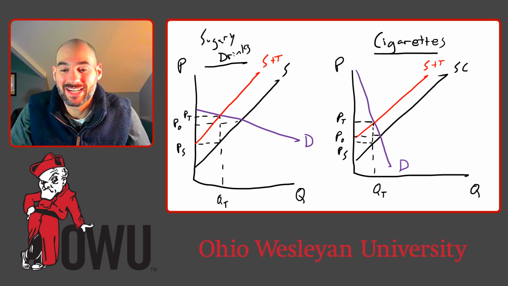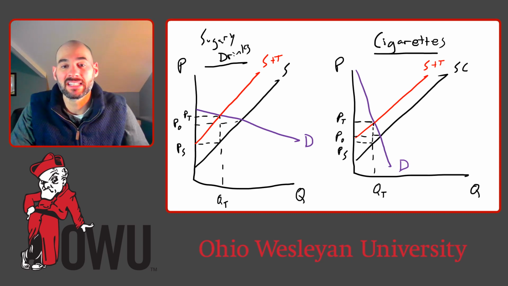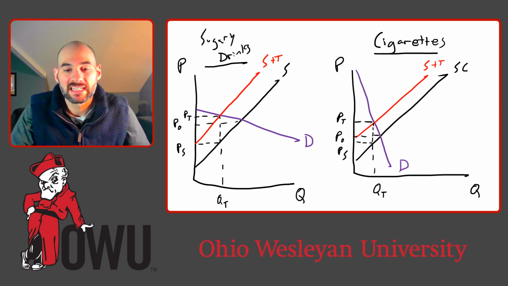So just taking a quick look here at how the price changes. When the demand curve is more elastic, when the quantity demanded is more responsive to changes in price, then the share of the tax that's paid for by consumers is going to be relatively small, and the share of the tax that's paid for by the producers is going to be larger.